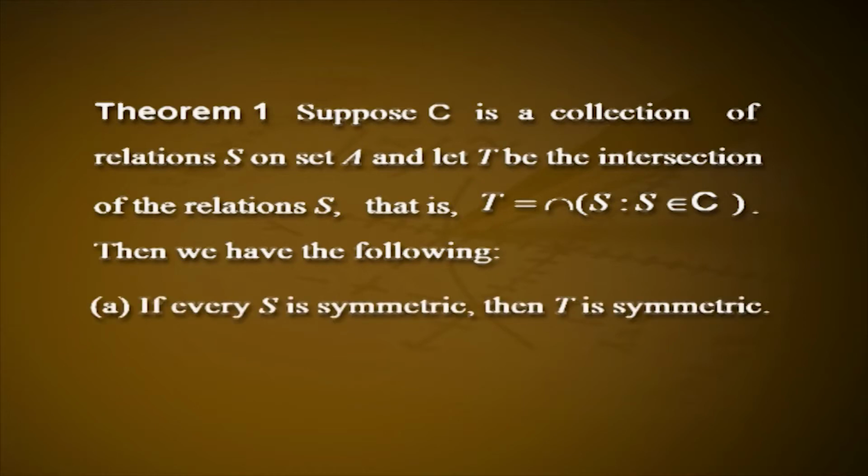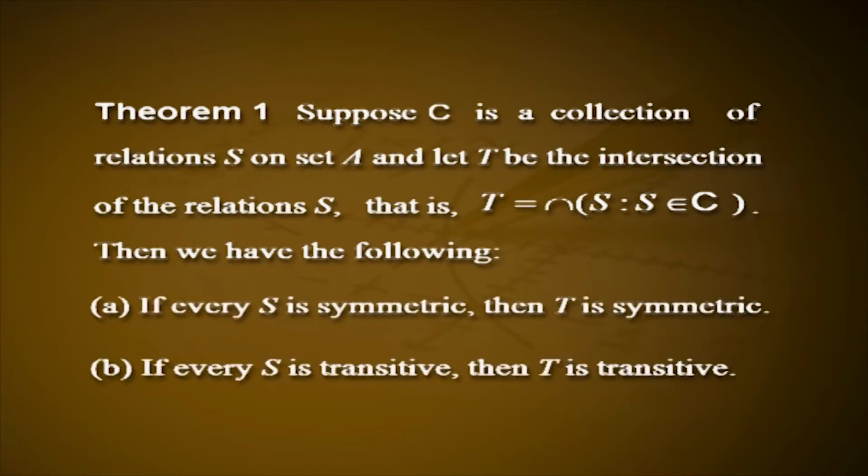A. If every S is symmetric then T is symmetric. B. If every S is transitive then T is transitive. Proof. A. To show that T is symmetric we have to show that ordered pair (a, b) belongs to T implies ordered pair (b, a) belongs to T. For this, suppose ordered pair (a, b) belongs to T.